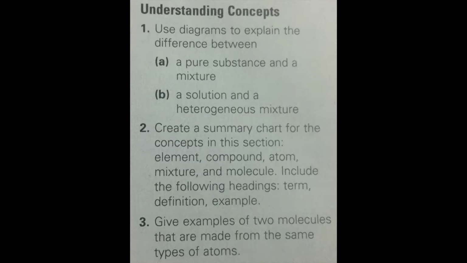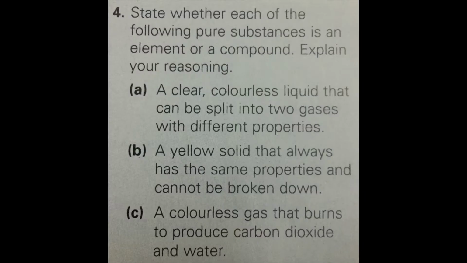State whether, number 4, state whether each of the following pure substances is an element or a compound. Explain your reasoning. A, a clear colorless liquid that can be split into two gases with different properties. B, a yellow solid that always has the same properties and cannot be broken down. And C, a colorless gas that burns to produce carbon dioxide and water. I'll let you do those as well.